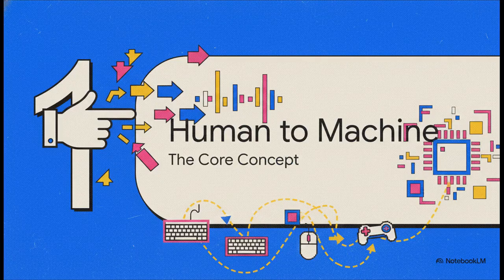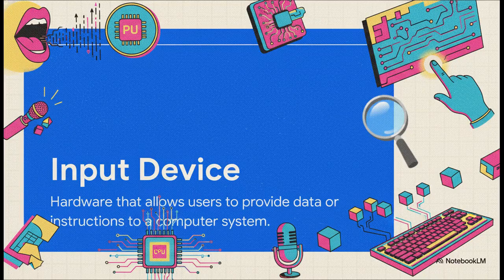Section 1. Translating human to machine. Let's look at the core concept. Before we even look at specific hardware, we've got to understand what's actually happening when you press a button. An input device is just hardware that lets you provide data or instructions to the computer. Simple enough, right? But here's the secret. We provide that data in a raw format: a spoken word, a physical tap of a finger. But the computer's CPU doesn't understand raw format at all. So the input device actually acts as a translator. It literally converts our physical world actions into a digital language that the CPU can actually process.